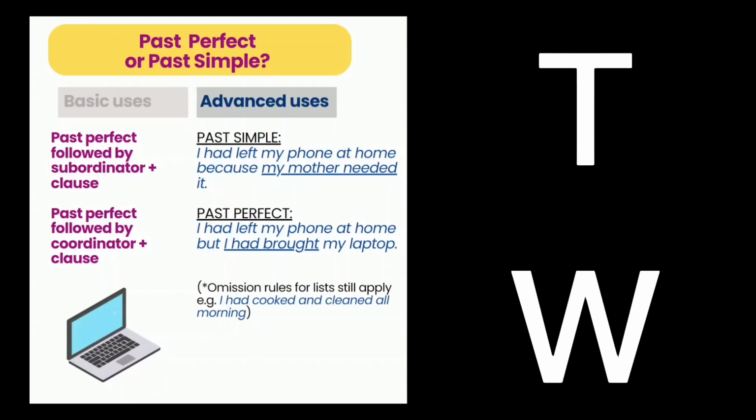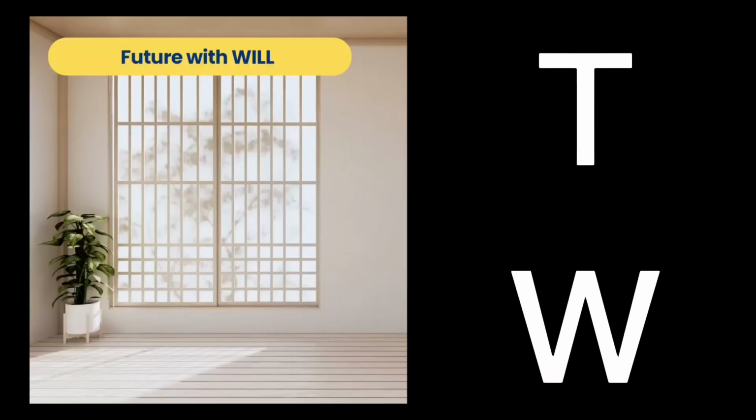Now, this does not mean that we ignore rules to do with omissions or to do with lists. Sometimes when we have a list, we can cut out the grammar if the grammar is repeated in a sequence. Look at the example below. I had cooked and cleaned all morning. So here the use of and applies had to cleaned as well as to cooked. It's what we can do in lists. If there's symmetry in the list, we can cut out extra grammatical words in the second or third part of the list. Let's move on to looking at future time.